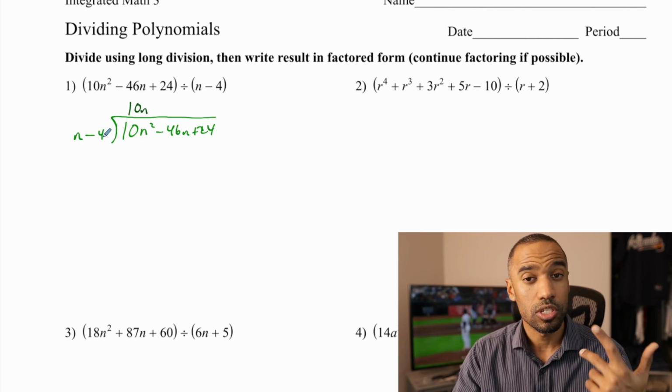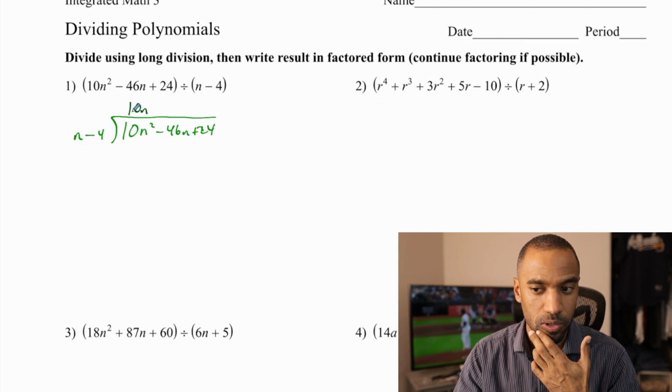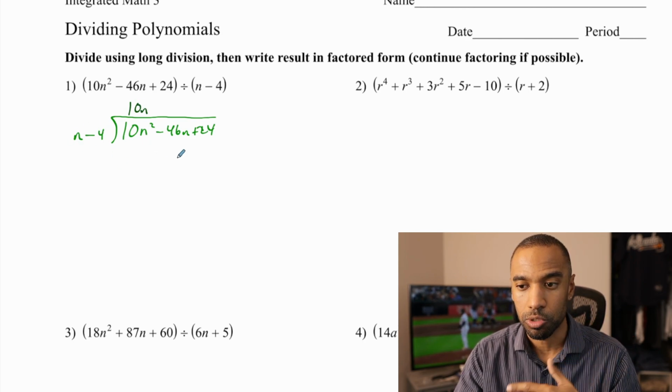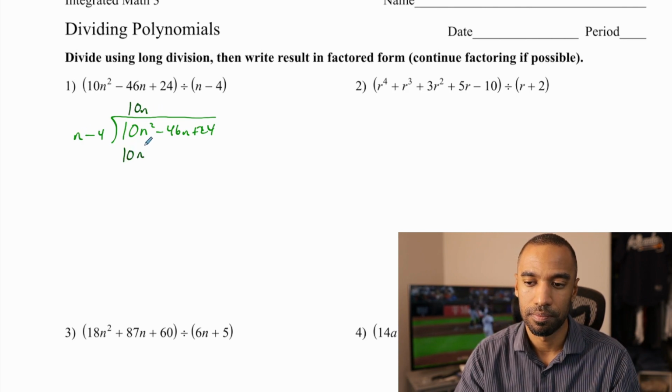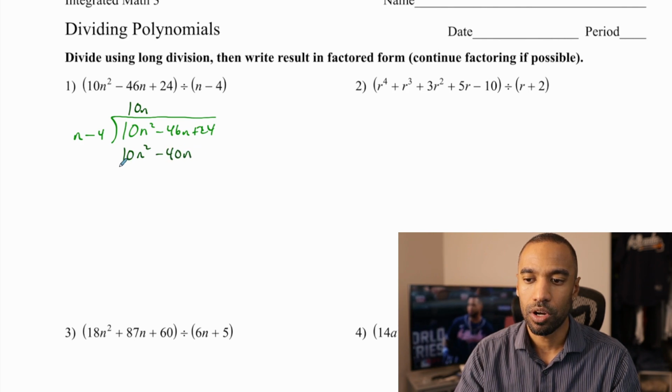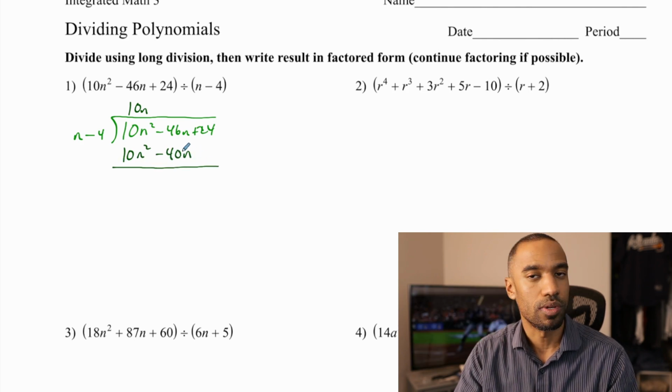And now what we're going to do, as you would do with long division, is take this and multiply by 10n, and then subtract that out from this result. So I'm going to do n times 10n, which is 10n squared, and negative 4 times 10n, which is negative 40n. And we're going to subtract this result here.